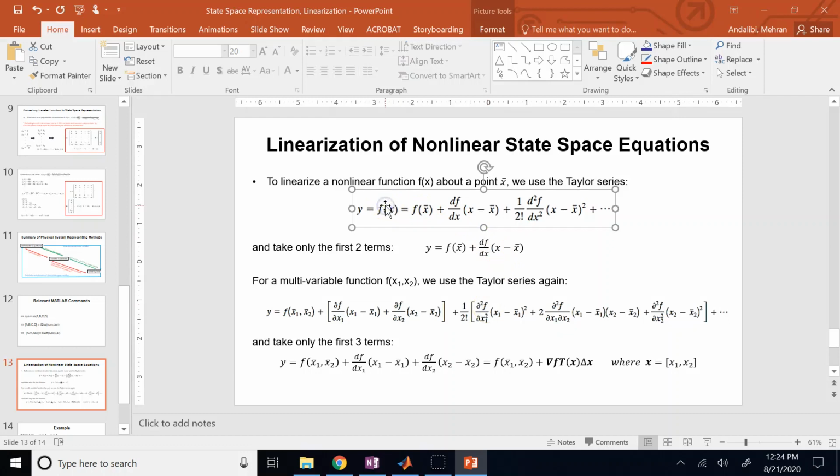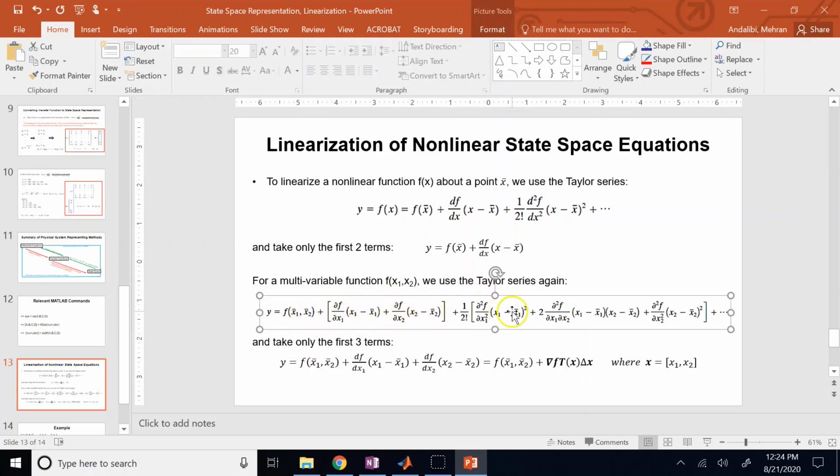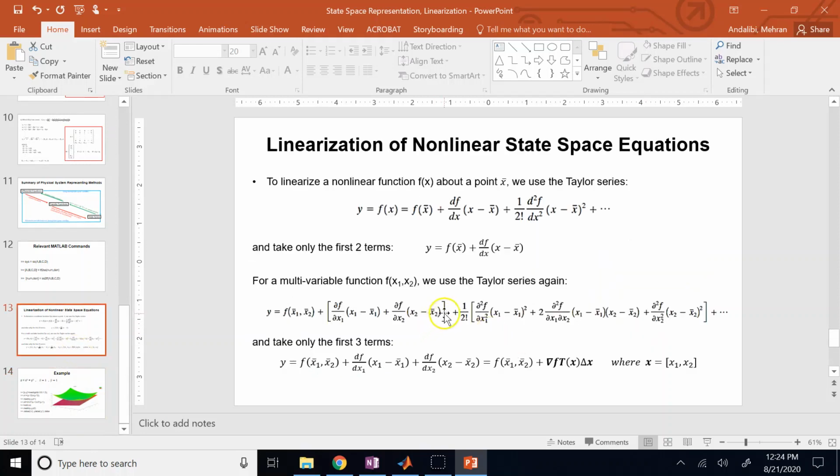So if your function has one single variable, then use the Taylor series for one variable function. You see the Taylor series goes forever, but if you want a linear function, you just use the first two terms. If it's multivariable, let's say two variables here, then you only use what? The first three terms, the constant term and the two linear terms, correct? And then you linearize the system. Okay, so if it's three variables, then you have three linear terms and one constant, so you have four terms.